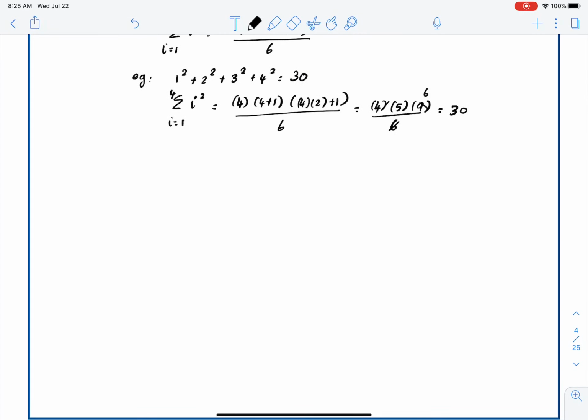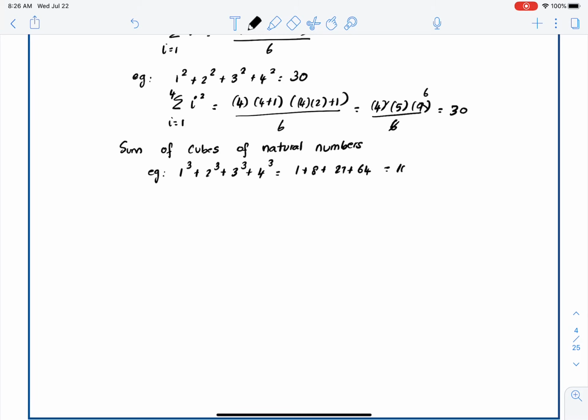So in a similar manner, if we want a sum of cubes of natural numbers, as an example, let's say we want to do 1 cubed plus 2 cubed plus 3 cubed plus 4 cubed. We have 1 plus 8 plus 27 plus 64, and that would be 100.